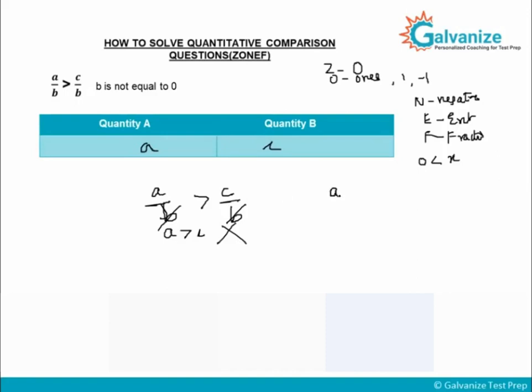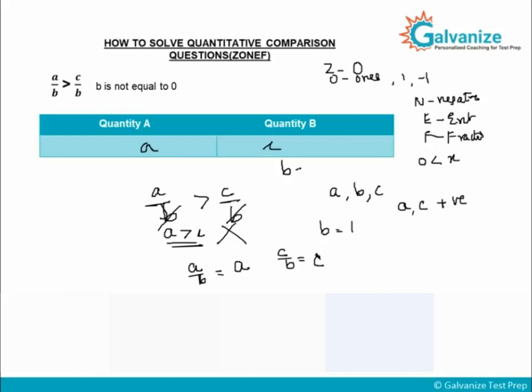Assume that A and C are positive. Let me take this case where A, B and C are positive. Let me plug in the values here. Suppose I say B is equal to 1. When I say B is equal to 1 and A and C are positive numbers, then A by B will be equal to A and C by B will be equal to C. Then when A by B is greater than C by B, obviously you can directly say that A is greater than C. That is quantity A is greater.